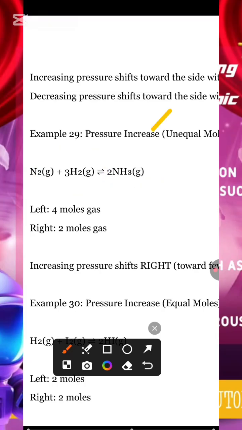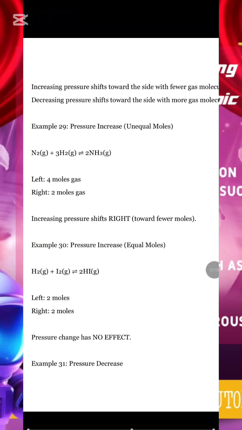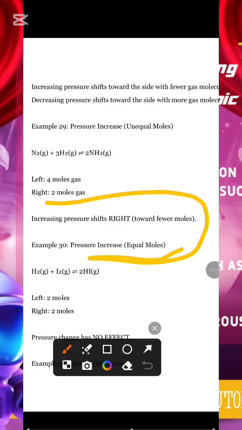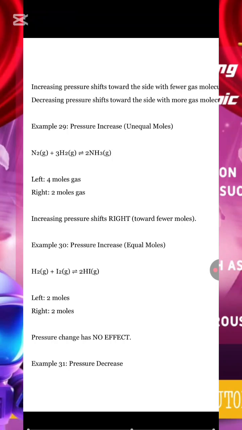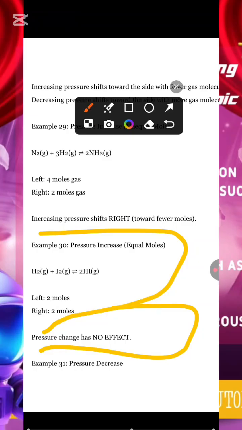So in this particular equation, you can see I clearly state that increasing the pressure shifts equilibrium to the right. Why? Because on the right you have lower gas moles, and on the left you have higher gas moles. Okay, now observe example 30. Get to this point. All right. Now observe example 30.